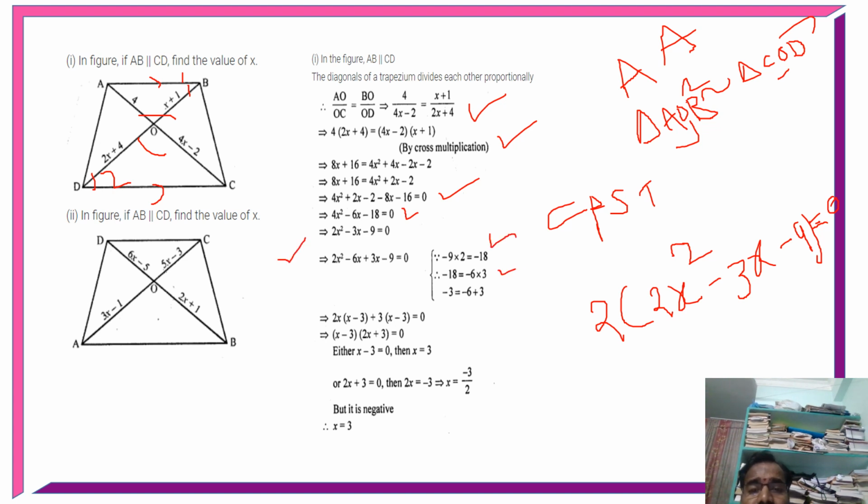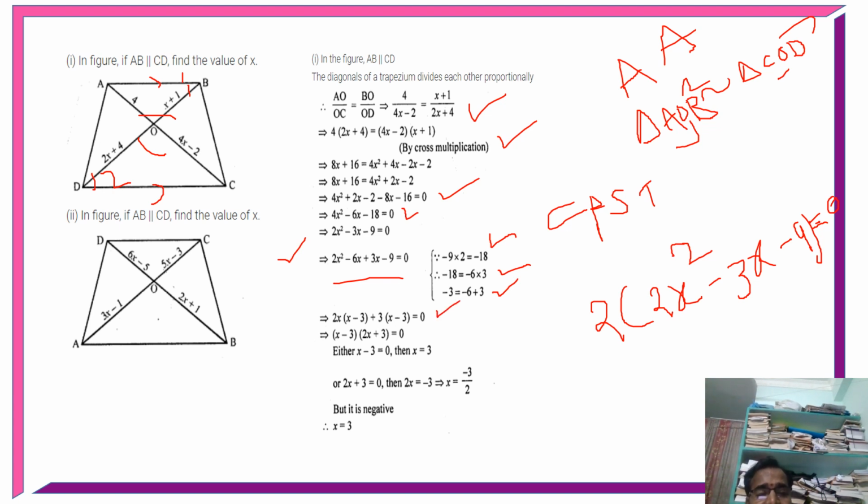The product is minus 18, and we can take minus 6 plus 3, because when the product is negative, one factor should be negative and another factor positive. The larger number we take negative, because the middle term is negative. After applying the split middle term method, we have 2x of x minus 3, plus 3 of x minus 3 equal to 0. X minus 3 is the common binomial.